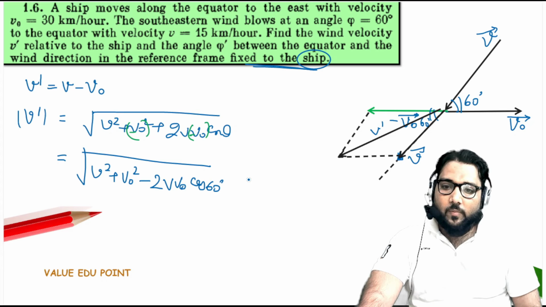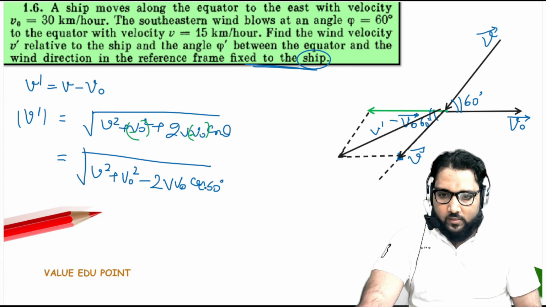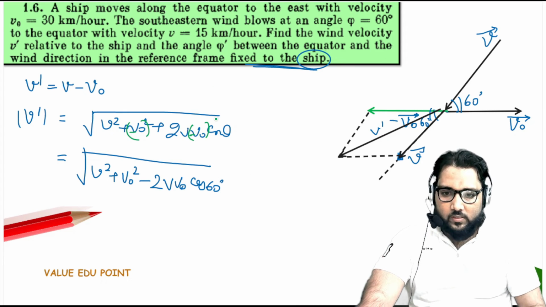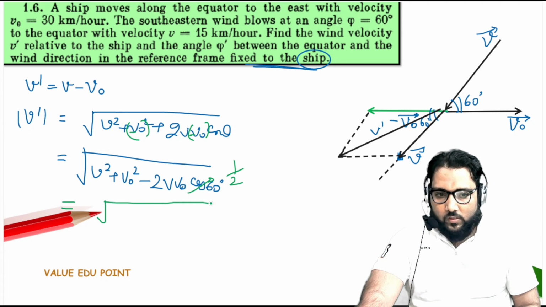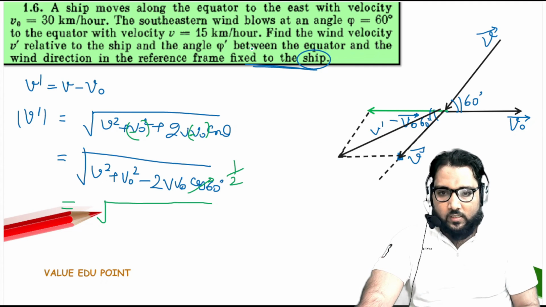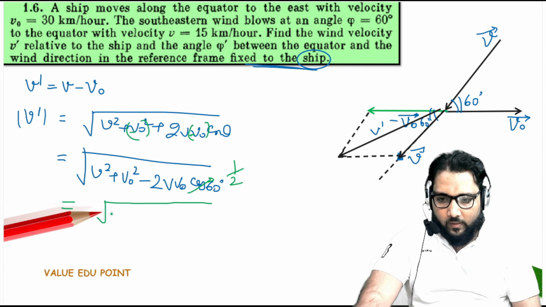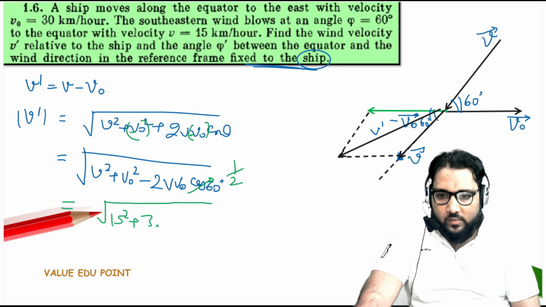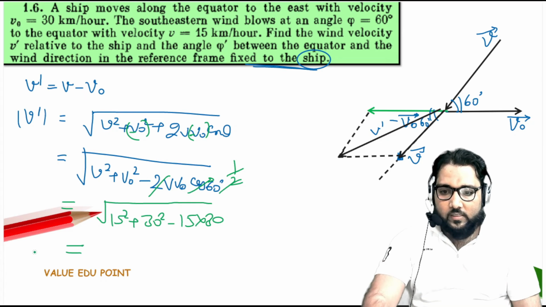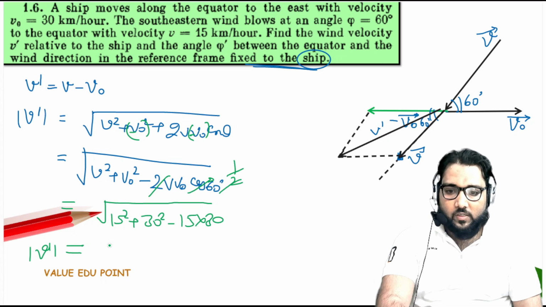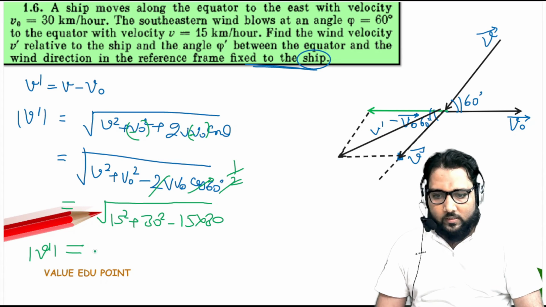That is equal to 1 by 2. The value of cos 60 comes out to be 1 by 2. And when you solve these problems, guys, v is given already, that is 15, and v naught is given 30, and minus 2, here 2 is cancelled, so here 15 into 30. When you solve this, you will get the magnitude, v dash, which comes out to be approximately 40 kilometer per hour.